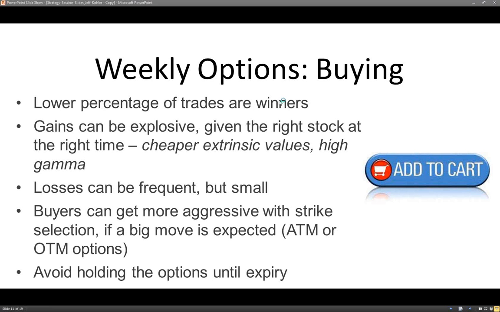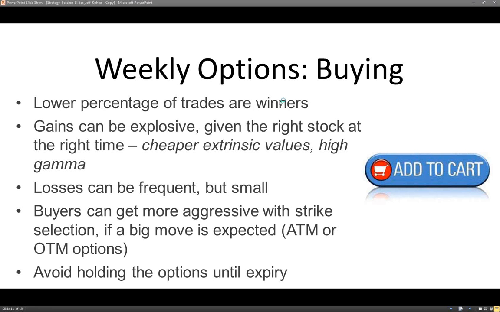Buyers can get more aggressive with strike selection if a big move is expected. But again, who am I to expect a big move is coming, and why is that? You've got to be able to define that. So what is it that's going to trigger a big move? Has that already been priced in?